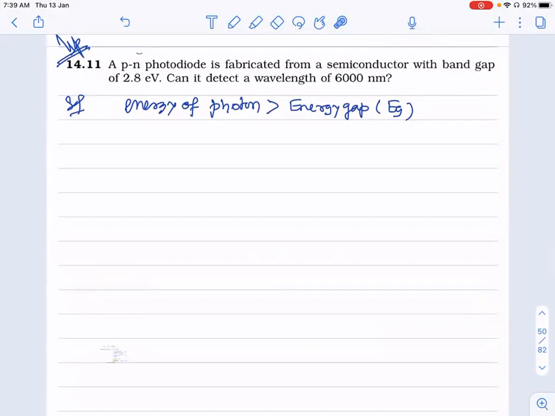What about this question? A PN photodiode is fabricated from a semiconductor with a band gap of 2.8 eV. Can it detect a wavelength of 6000 nanometer? Condition: first find the energy of the photon. If that is more than this band energy gap, then it can detect. If the energy of the photon is less, it cannot detect. If equal, then also it cannot detect.